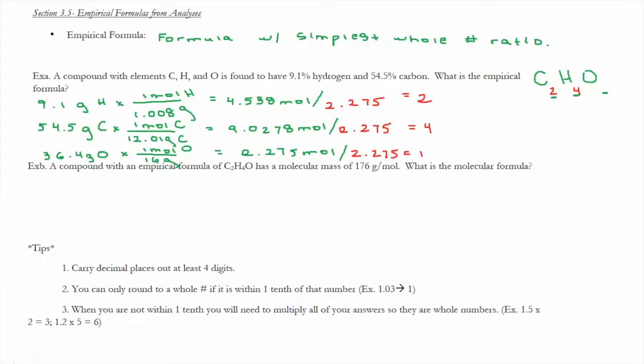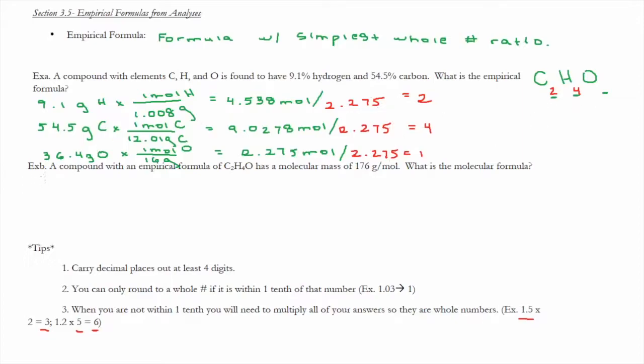Okay? And then the other thing is, if you're in the situation in which you're not within 1/10 of the number you need, for example, if you had 1.5, what you can do is multiply the entire thing by 2, for example, to get 3. Or if you have 1.2, for example, you can multiply all of the subscripts by 5 to make that equal to 6. Okay, so that's an option, but I didn't need that here because I ended up with a whole number.